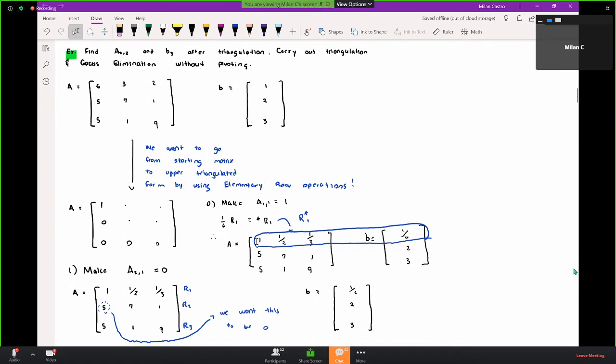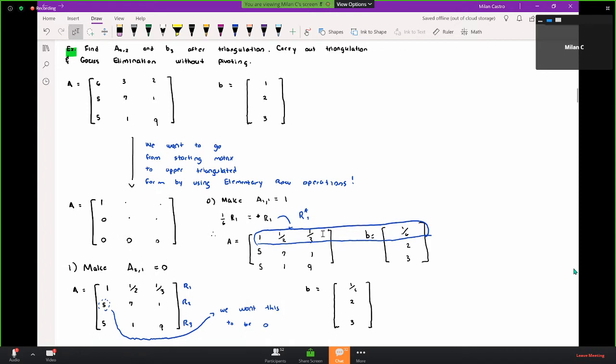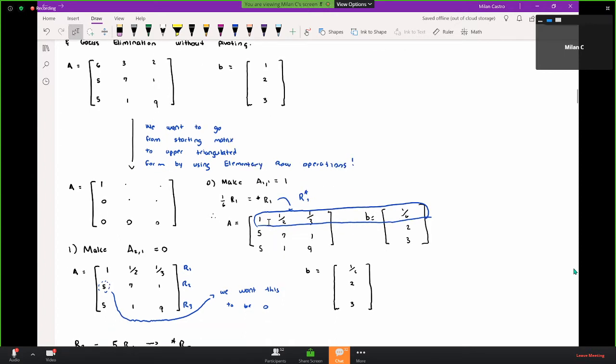And we have to divide all the terms in that row. So that includes the B vector. Make sure you do that to the B vector. So then we get 1, 1/2, 1/3, and 1/6 as our new values. And then we can start.